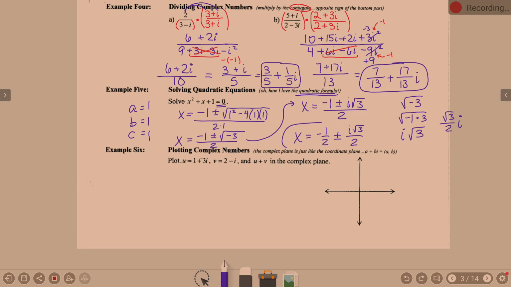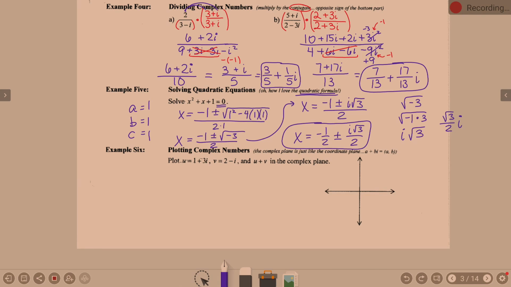Okay? Doable? As I said, to me, that's easier than all the foiling stuff we were doing up there, but I'm not against the quadratic formula. Some of you I know love it, some of you don't love it. Awesome. Okay, example 6. I don't remember if we did this last year or not, but plotting complex numbers.